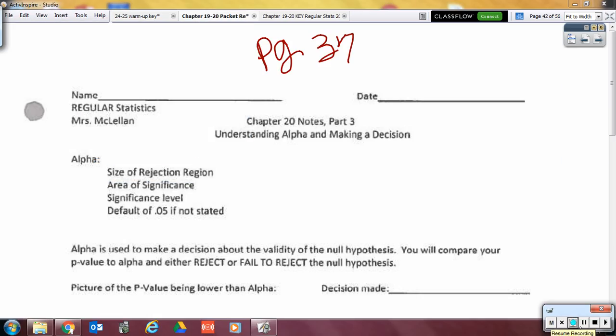That's right. All right, so we're on page 37. What we're going to do is take the stuff that you have learned about your p-value and take it one more step. Because remember, our ultimate goal is to be able to make a decision about somebody's claim. That's our ultimate goal: make a decision about what somebody claims.